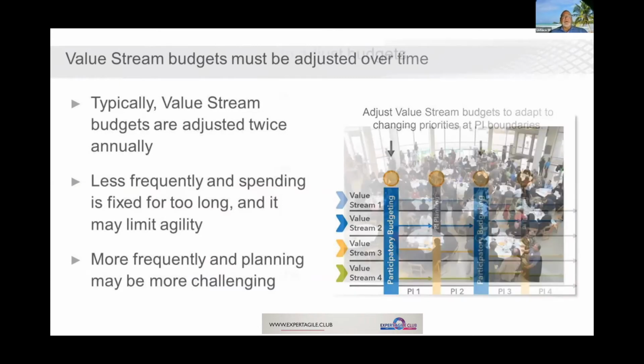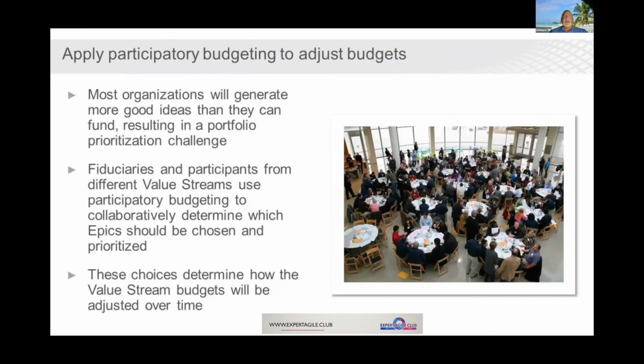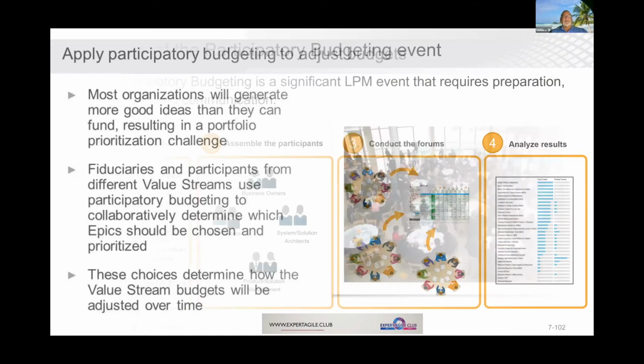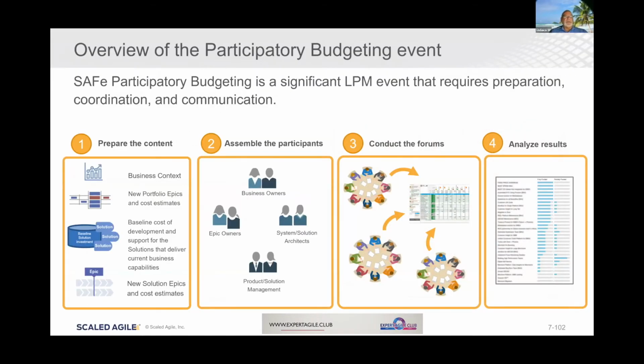So participatory budgeting, think of it like playing Monopoly with play money to make decisions for the company. And so we'll get into a little more detail what that looks like in a second. So the steps to get to participatory budgeting: prepare the content. So we have to have a business context, new portfolio epics, baseline costs, that's the run the business, and then the new epics and cost estimates. So that should be identified and socialized for everybody that comes to the participatory budgeting.